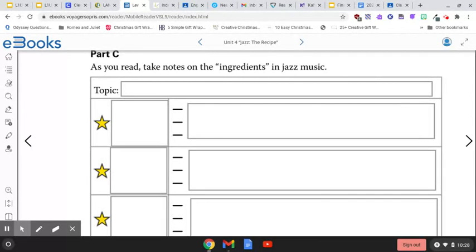Now, I want you to reread each paragraph. As you read, I want you to jot down what you think the supporting details and elaborations are. We're going to go over this after you've finished.